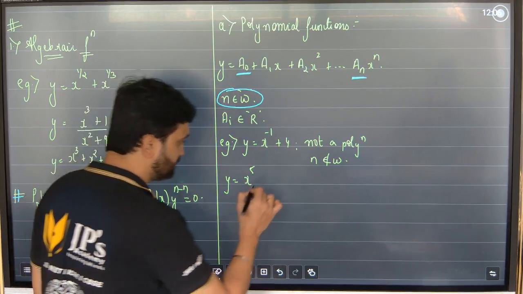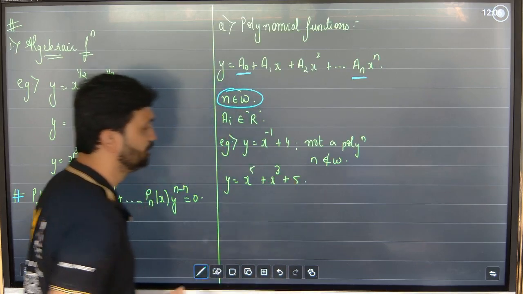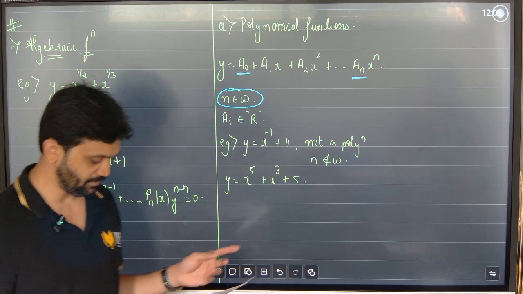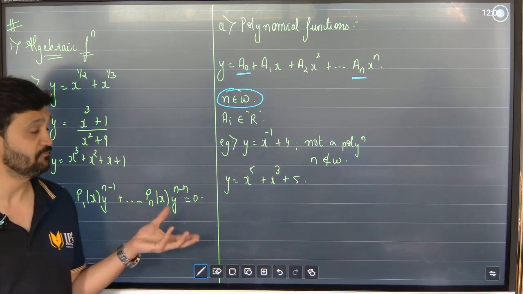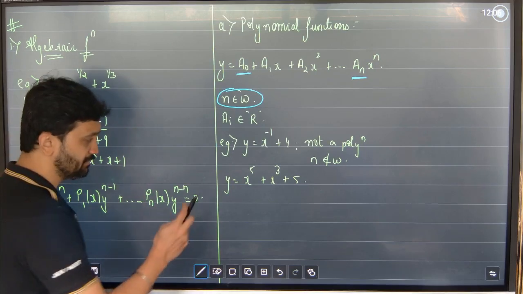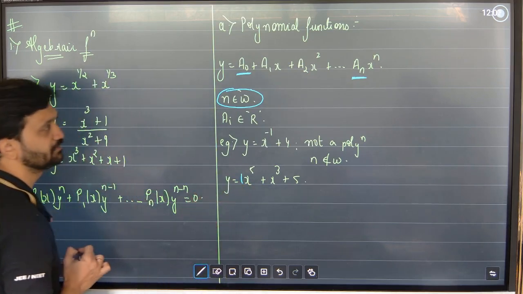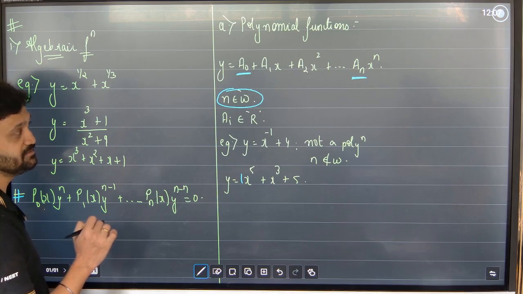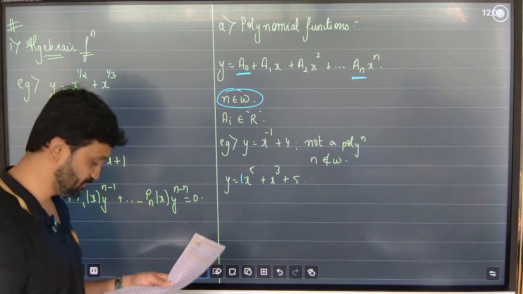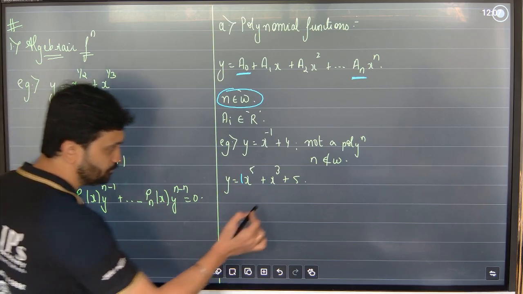Y is equal to x raised to 5 plus x cube plus 5. This is an example. Here, my leading coefficient is 1. See, this is the leading coefficient. And a naught is basically the constant term. Here, my constant term, that is the absolute value, is 5.